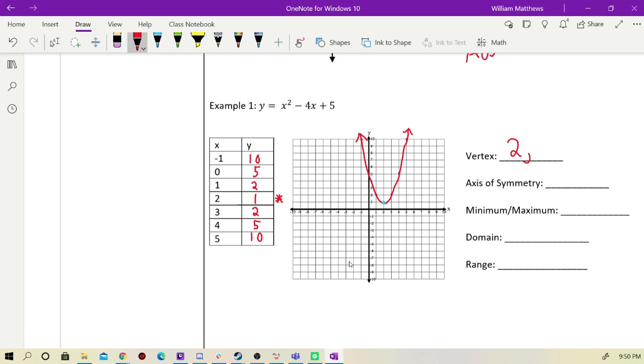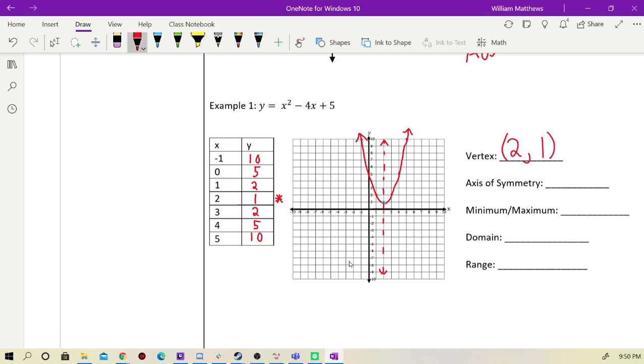Now remember, with locations, we separate our x and y value with a comma, and we put parentheses around it to show it as a point. When dealing with the axis of symmetry, it is the line at which our function starts changing direction. A line at where the vertex is.